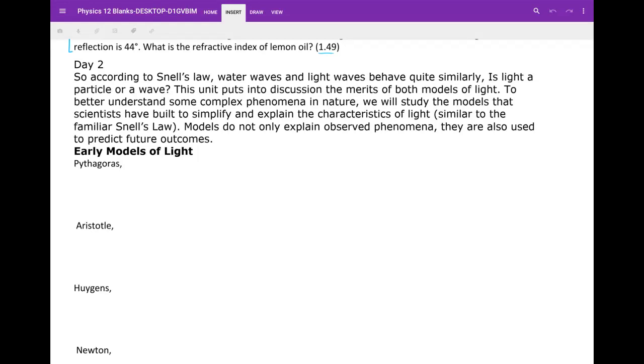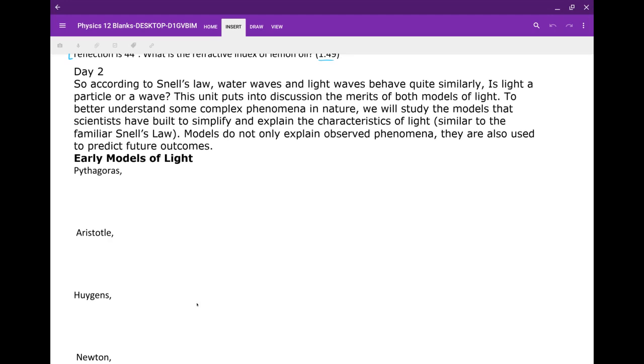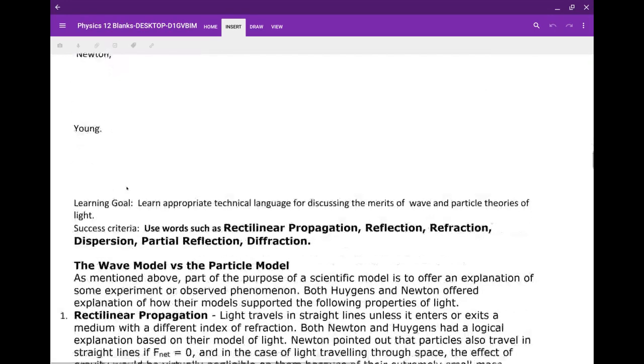So it looks like today we're talking about the second day of the light note guide here, and it goes back into Snell's law. Looks like I've got some space to talk about those people I talked about the day before here.